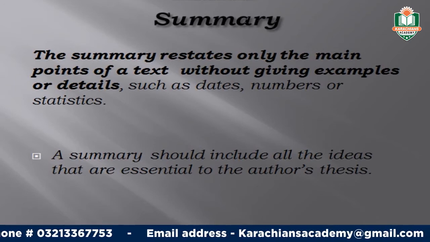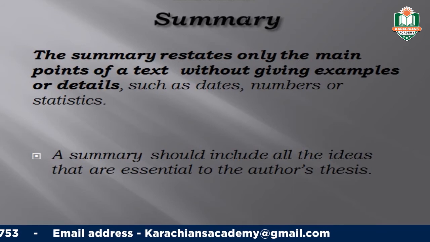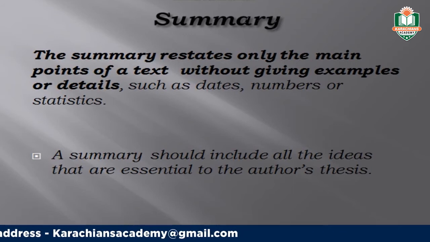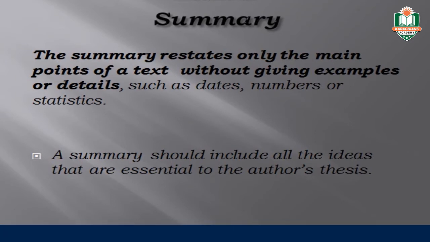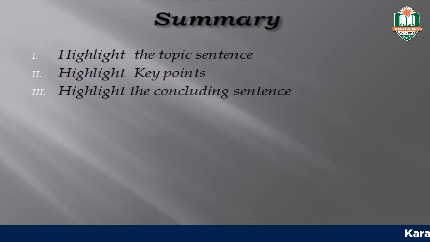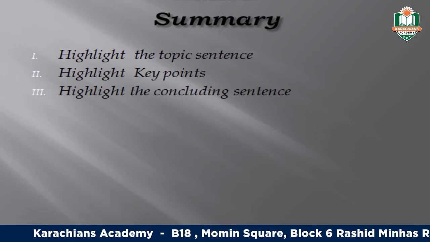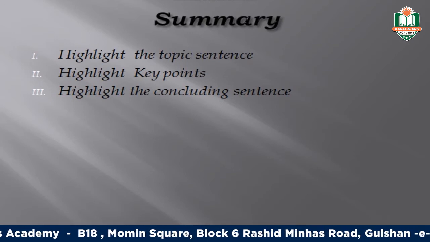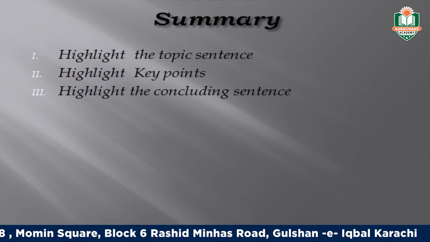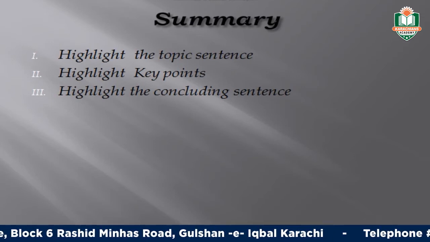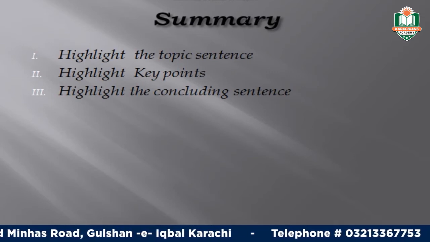Now, what should be written in the summary? In the summary writing, you should only write down the author's thesis. What is the main point of the author? In other words, when we read the passage for which we have to write the summary, we should highlight the topic sentence, we should highlight the key points, and we should also highlight the concluding sentence.